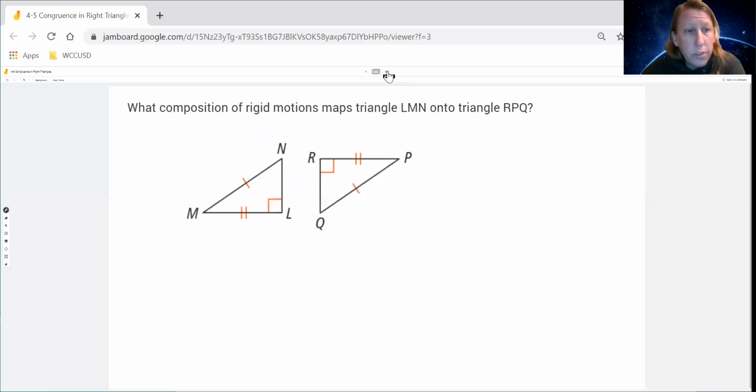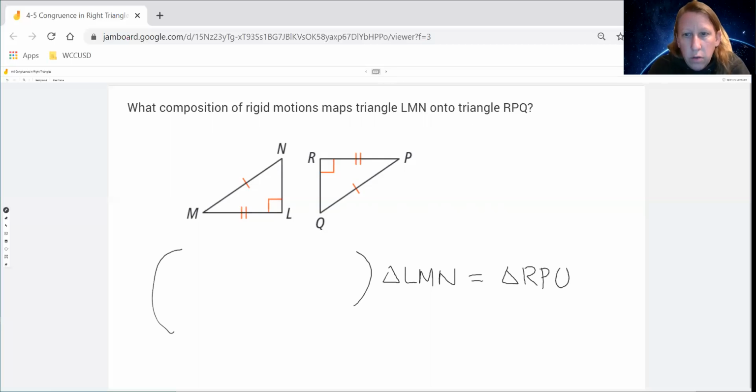All right, so just remembering we do have another definition of congruent, and that is that you can get this one to map onto this one. So how could you get LMN to match up onto RPQ? And notice they're not in alphabetical order. That's kind of important that you get the order correct. So we're trying to get triangle LMN, we're going to do something to it, or two somethings to it, and then that's going to get it to map up onto RPQ.